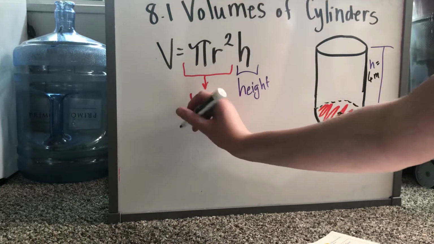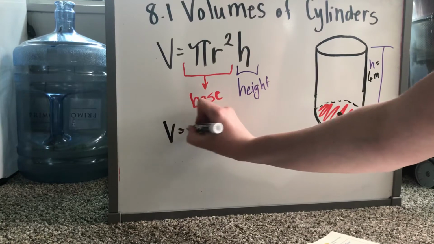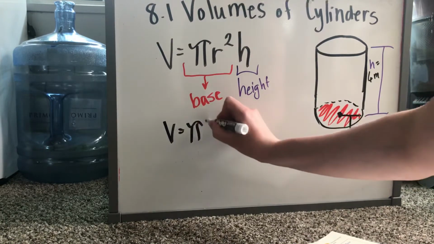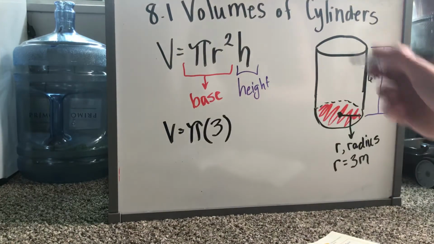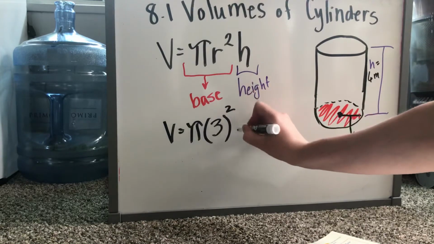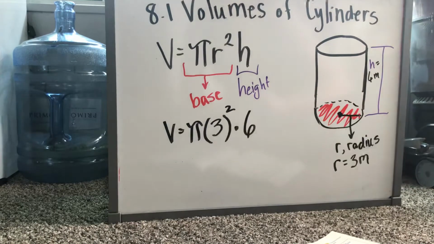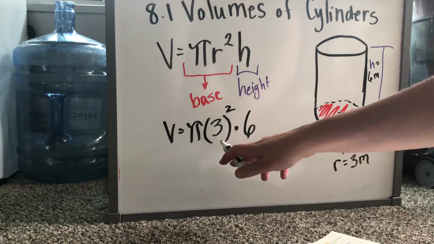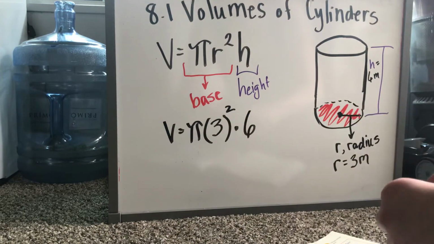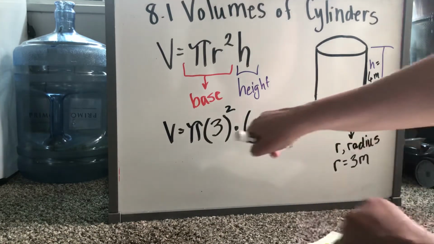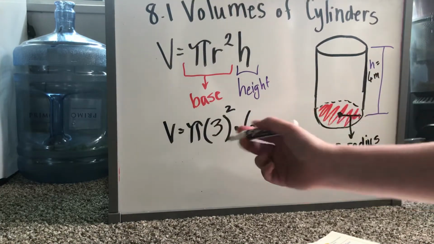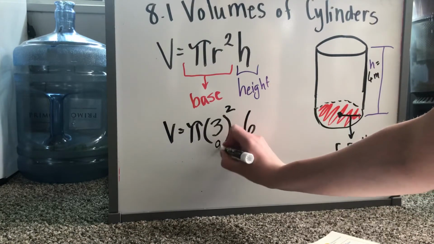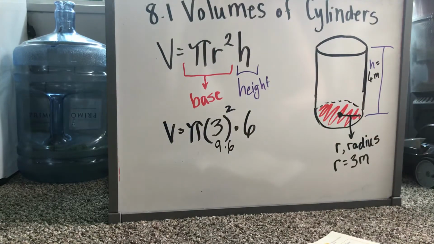So we'll have our volume equals pi multiplied by our radius, 3. And our radius, it's not just r, it's r squared. So we're going to write that on there, and multiplied by the height of 6. When we're looking at this equation, we need to make sure that we multiply everything out. So our 3 squared is not 3 times 2, it's 3 times 3, multiplied by itself twice, which is 9, and 9 times 6 is 54.